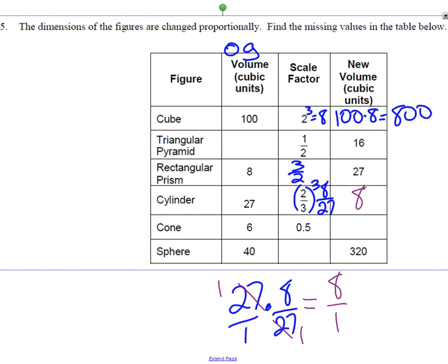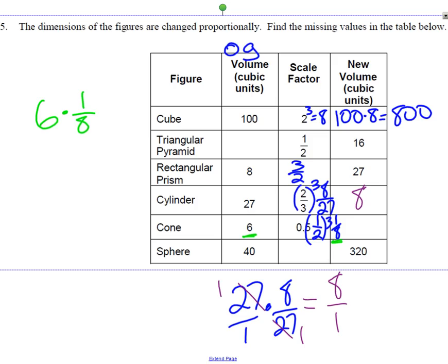All right, how about this cone? It says our scale factor is 0.5. Have we done anything with decimals? No, so how can we rewrite 0.5? 1/2. Which is then 1/8. And this is one of the few times where using fractions is a lot easier than decimals, because 1/2 cubed is just 1/8. And so now we just need 1/8 of 6. So we say 6 times 1/8.